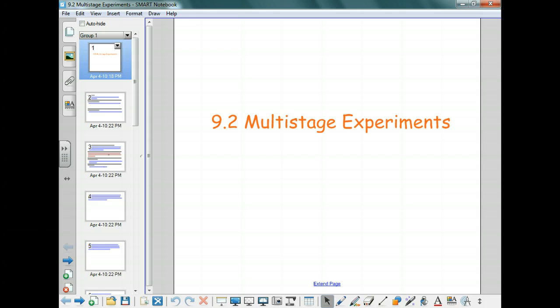Section 9.2 is going to take what we did in section 9.1 and extend it one step further. You notice the title says Multistage Experiments now. The idea is that instead of selecting just one card out of the deck, now I'm going to select maybe 2 or 5 or something like that. More than one event is happening one after the other.